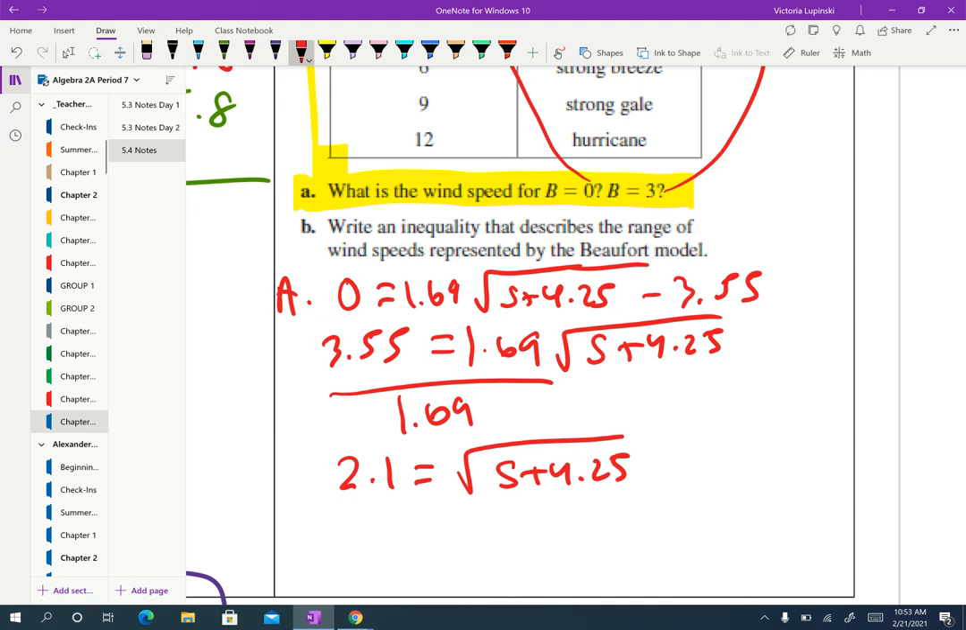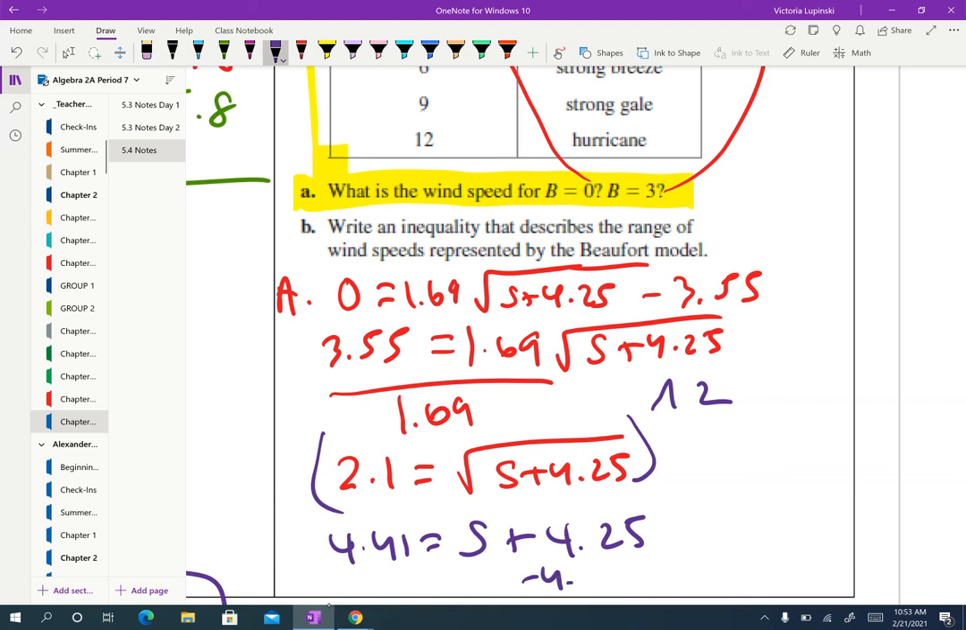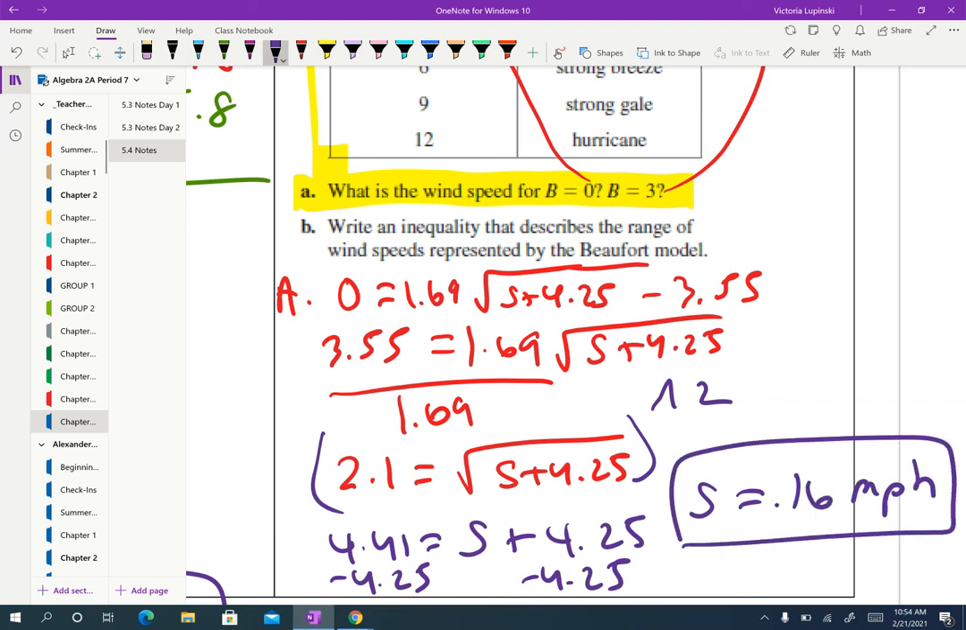Once you get down to here, you're going to get rid of that square root by squaring both sides. If you square 2.1, you're going to get 4.41 is equal to S plus 4.25. If you subtract 4.25, you're going to get a wind speed of 0.16, and the unit is miles per hour. So again, that is really not very windy at all, which is why it has such a low Beaufort number of 0. That means it's a pretty nice day out.